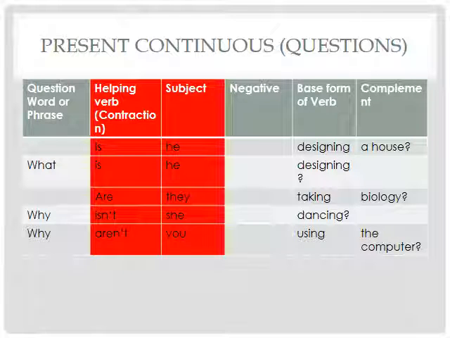Then we have, are they taking biology? Again, "are" is the helping verb. Then we have, why isn't she dancing? So we can also remember, if the verb to be is contracted, we can put it in the helping verb space. If we don't contract it, the "not" has to go into the negative space. So it would be, why is she not dancing? Or why are you not using the computer?